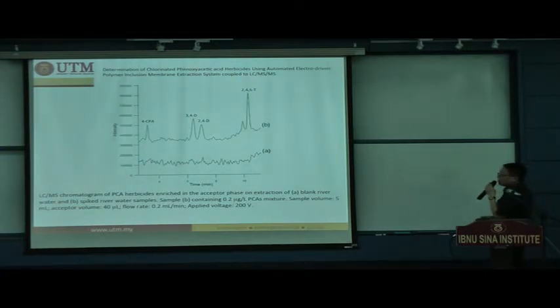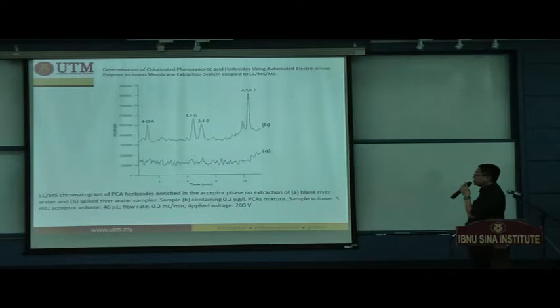So the sample volume is 5 ml, the acceptor volume is 40 microliters, and the flow rate is only 0.2 milliliters per minute into our microfluidic cells. The applied voltage is 200 volts.